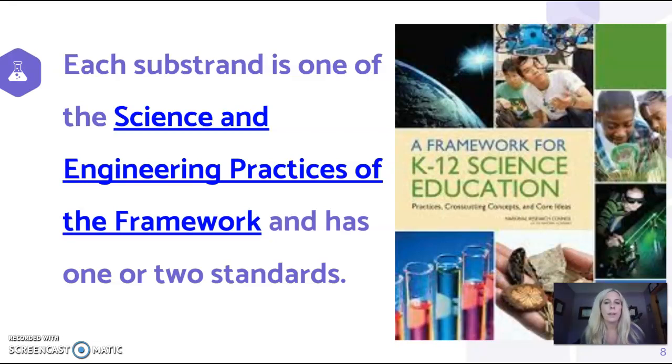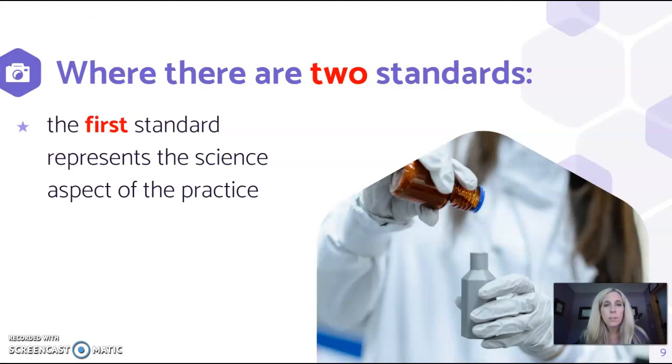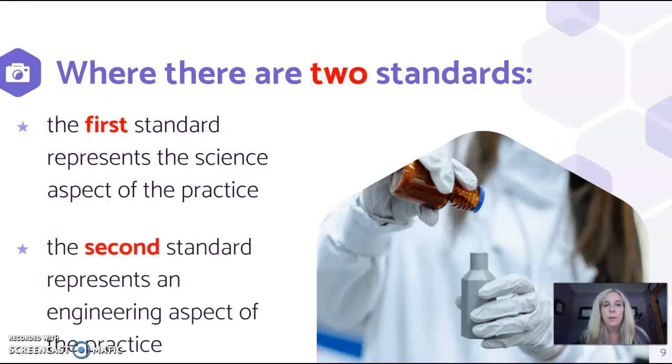I have included an image to show you what the book looks like where all of this information is provided. I also included a link in the slideshow that will allow you to preview the book and order it if you are interested. Where there are 2 standards, the first standard represents the science aspect of the practice. The second standard represents an engineering aspect of the practice.